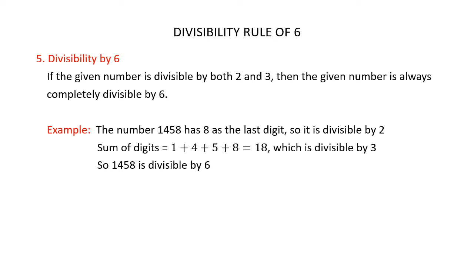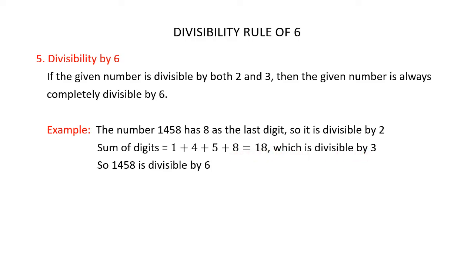So to check whether this number is divisible by 2, consider the last digit. Last digit is 8. 8 is an even number and it is divisible by 2. So this number is also divisible by 2. To check whether 1458 is divisible by 3, you have to add all the digits of the number. So the sum of digits is 1 plus 4 plus 5 plus 8. The answer is 18. 18 is divisible by 3.